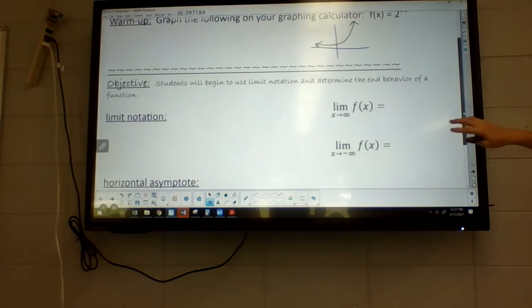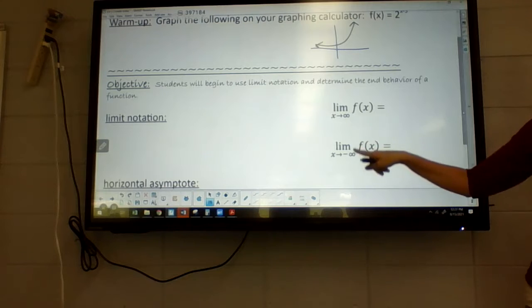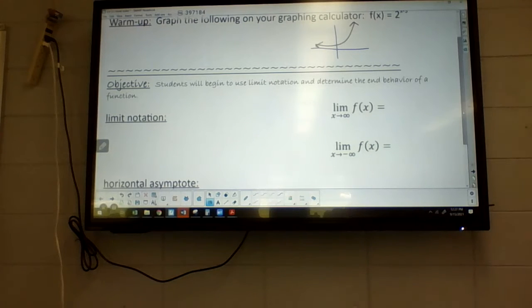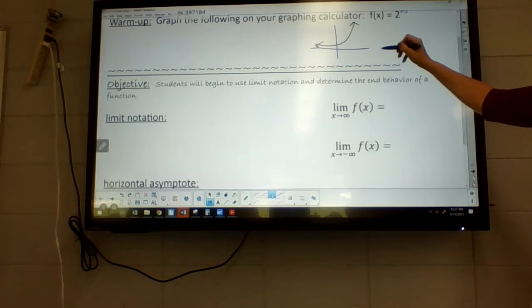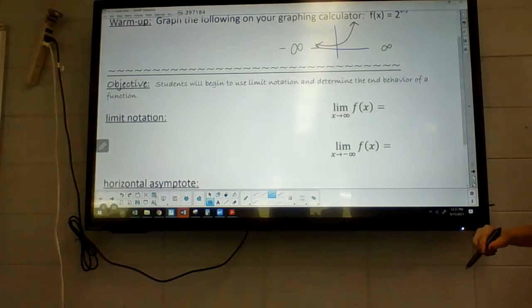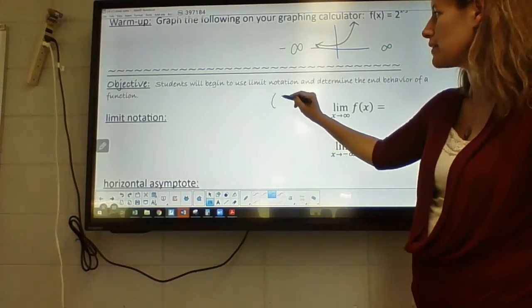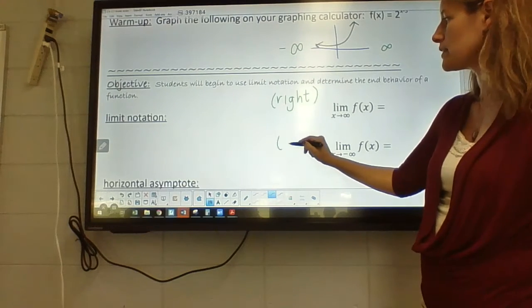So rather than writing the whole word limit, they just write LIM. So this is limit notation, the limit of a function. And these look the same except for a very slight difference. It's saying as x approaches infinity, as x approaches negative infinity. So basically what this is saying over here is if I went way down, this would head to infinity, and this would head to negative infinity. So this is basically saying what does the right side of the graph do? And then what does the left side of the graph do?